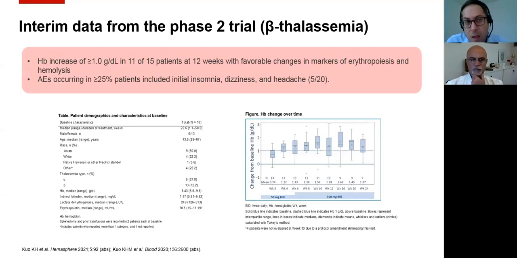And this is the interim data that was shared originally at ASH and then again at last EHA, where you could see that 11 out of the 15 patients had the improvement of hemoglobin of 1 gram per deciliter and above at 12 weeks. We do expect to see more and more data from this trial, but we're also eager to see the phase 3 trials commencing so that we can look at the benefit in a randomized controlled environment.